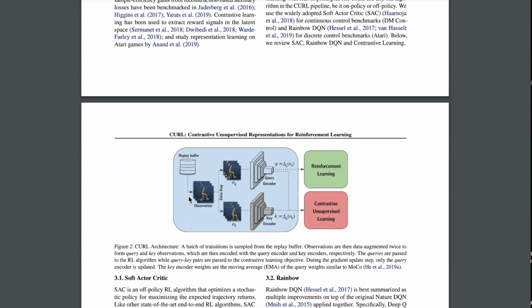You have the replay buffer, you have these observations, you form data augmentation pairings of them. One goes through the key encoder that is learned with the momentum running average of these parameters. It's a Siamese network. And then you have the contrastive loss with these two, as well as this getting passed into the reinforcement learning updates.